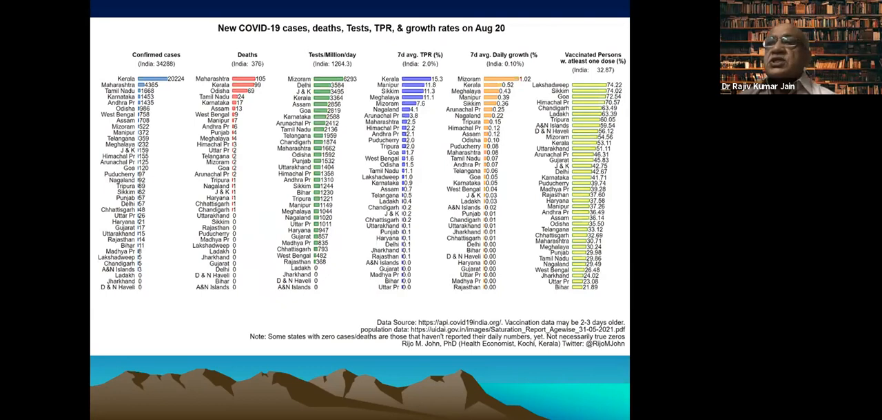Now, what do we see in terms of vaccinated persons with at least 1 dose in terms of percentage? Indian average is 32.87%, but in Bihar, it is 21.89%. Uttar Pradesh is 23.08%, Jharkhand 24%, West Bengal 26.48%. These states are showing distinctly lower percentage of vaccinated person with at least 1 dose.